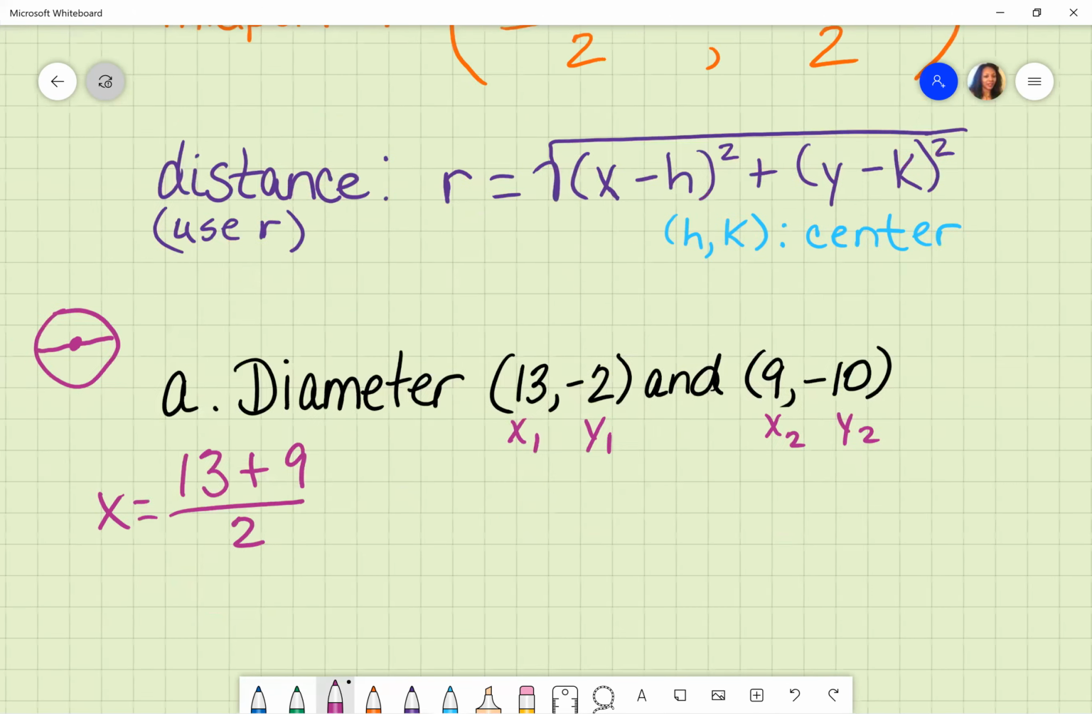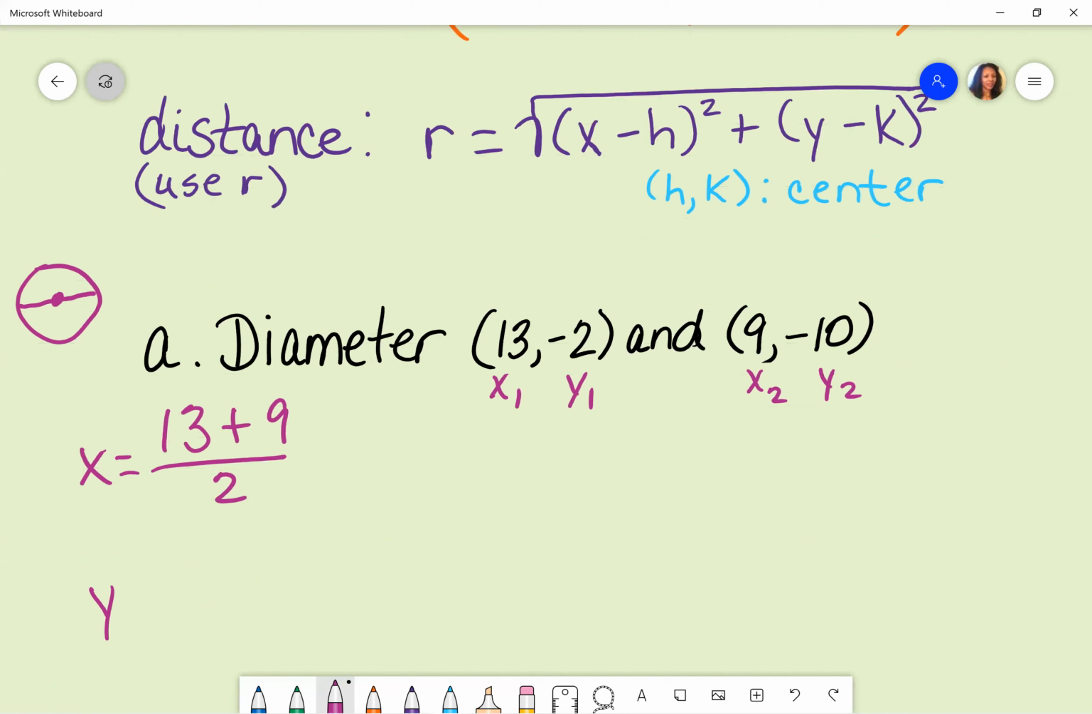And then for my y, or k, I am going to take the y sub 1 and the y sub 2, which is negative 2 plus negative 10, and divide by 2, because of course I'm still using the midpoint formula. And the first one, my answer is 22 divided by 2, which is 11. And then the second one, I have negative 2 plus negative 10, which is negative 12. Negative 12 divided by 2 is negative 6.